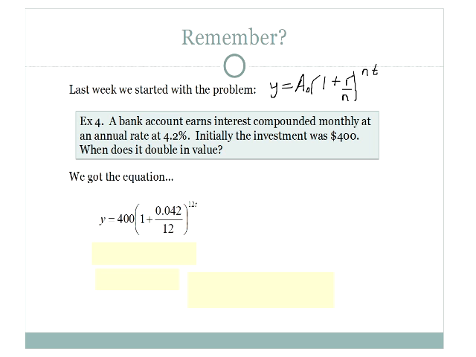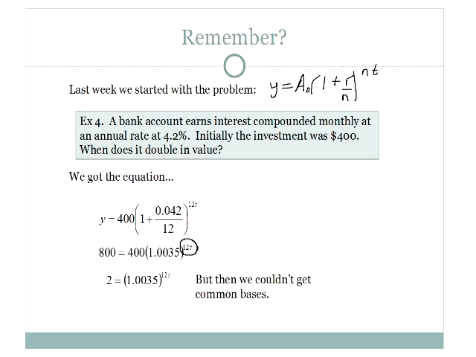And the question asks, when does this double in value? So our y value would be 800. We're looking to solve for t. And so this is an exponential equation because the unknown is in the exponent. And we can't get a common base even after we isolate the power by dividing both sides by 400. So we're stuck.